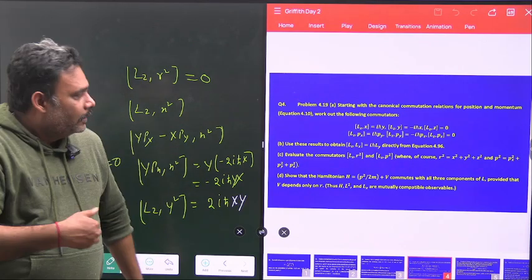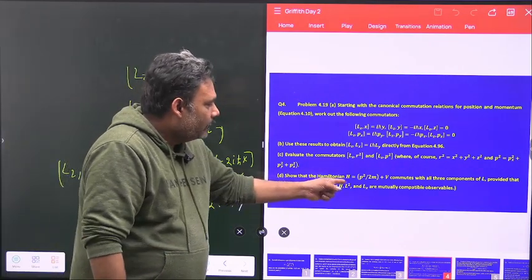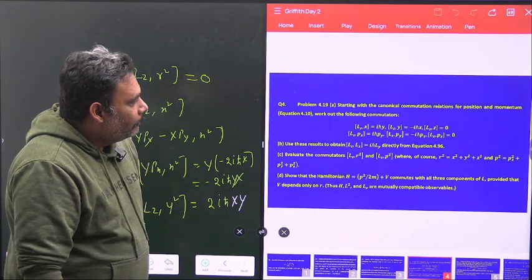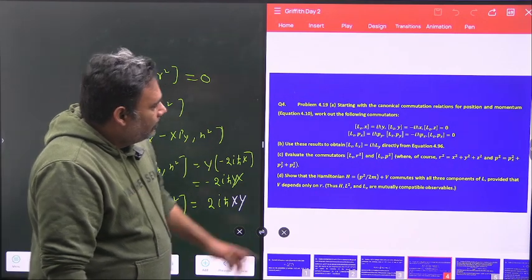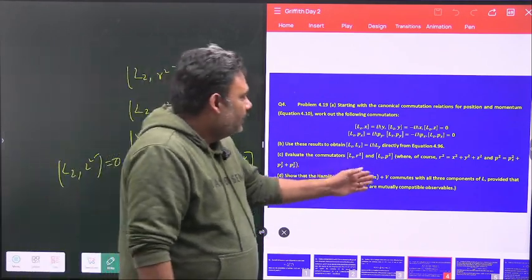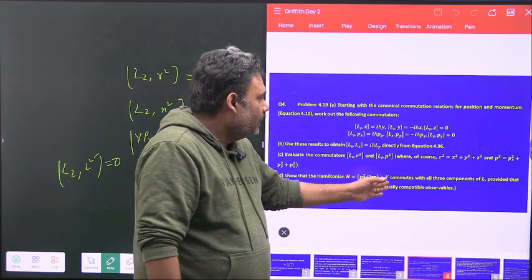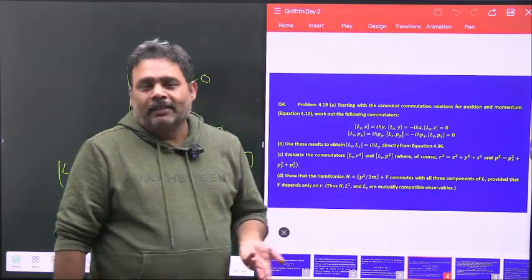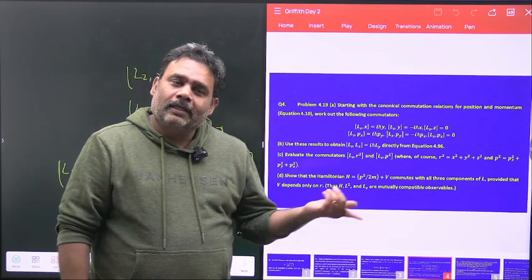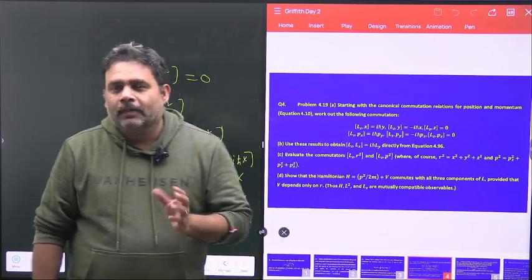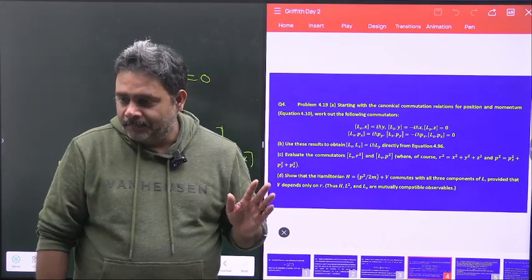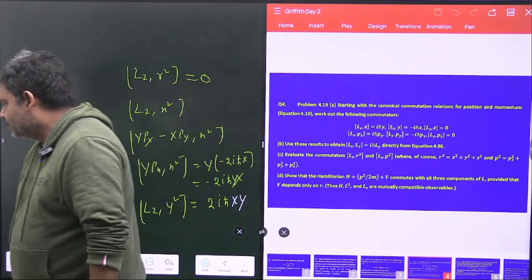क्लियर है? Third question is very interesting. H is equal to P square by 2m plus V, commute with all three components of Lx, Ly, Lz. क्या commute करेगा ये? Yes. Why? Because this is central force potential. Potential कैसा दिया हुआ है? Central force. So if it is central force, then L is conserved. So it has to commute with Hamiltonian. ठीक है? So जो भी conserve होगा वो Hamiltonian के साथ क्या करेगा? Conserve करेगा ही करेगा. ठीक है? So you can easily have this. चलो.